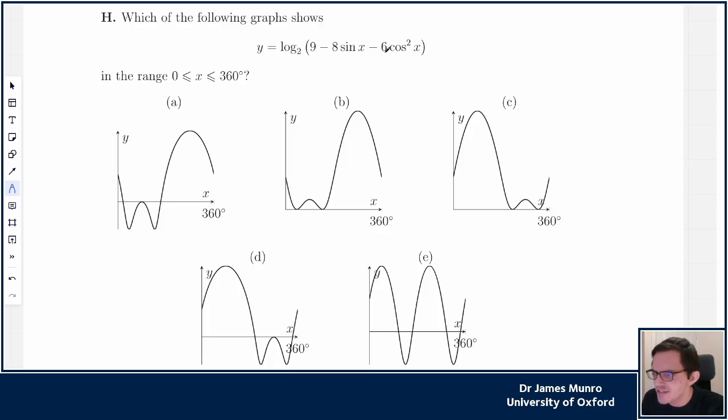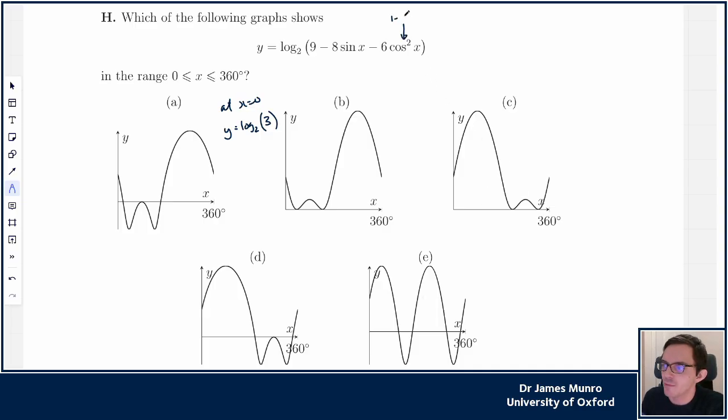I could try plugging in 0 first. If I do that, then at x equals 0, y is equal to log base 2 of 9, take away nothing, take away 6, which is 3. That is some sort of positive number, I think. 1 and a bit. Yep, 1 and a bit. But none of these graphs have scales on the y-axis, so that doesn't really help me. Looks like they're all positive. Okay, useless. I'm going to have to do some algebra, I think.